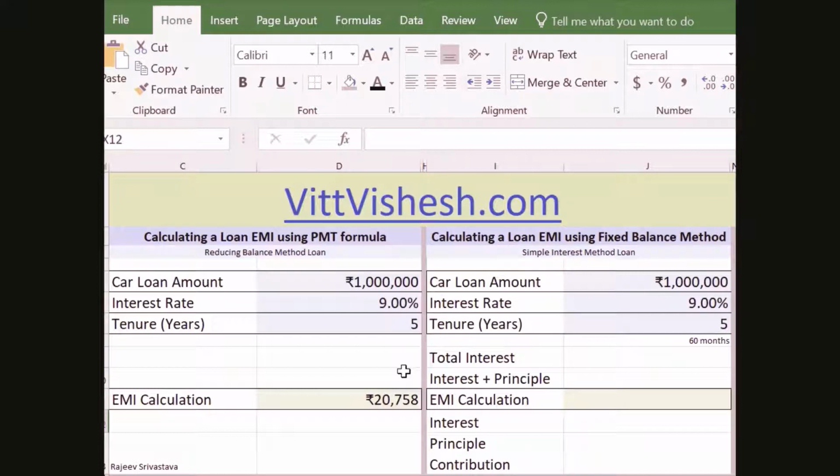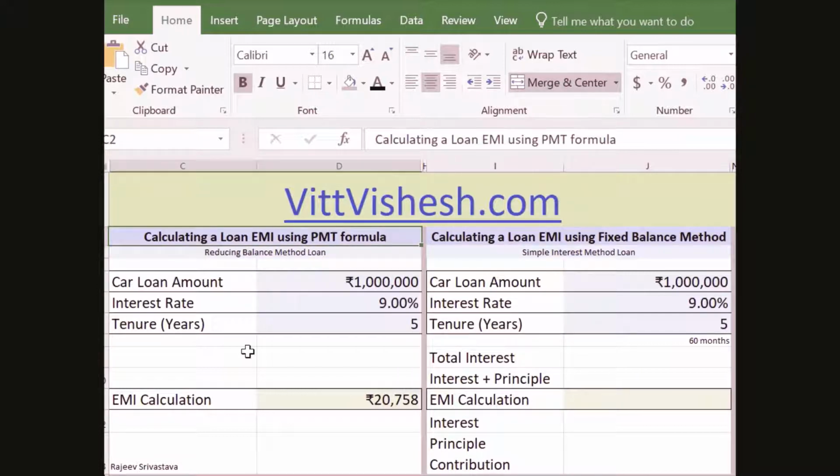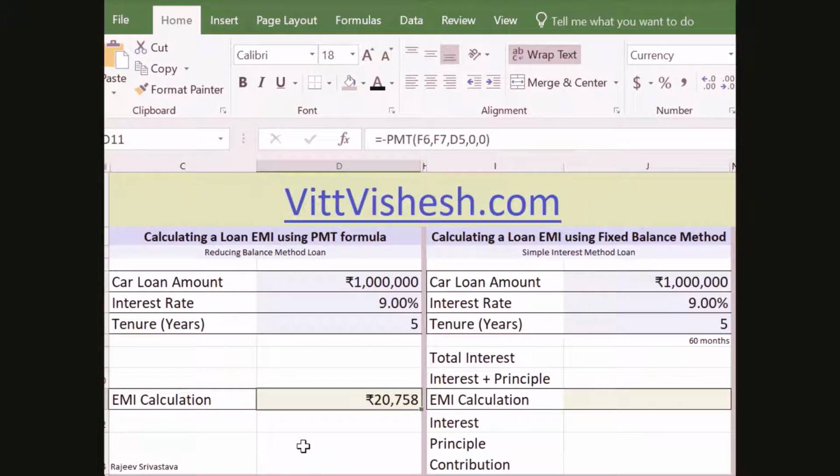EMI in reducing balance method is derived using the PMT concept. Please watch my previous video on how the PMT formula calculates EMI in MS Excel. Fixed balance methods work on the simple interest principle.